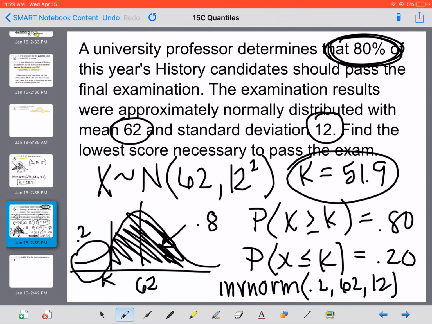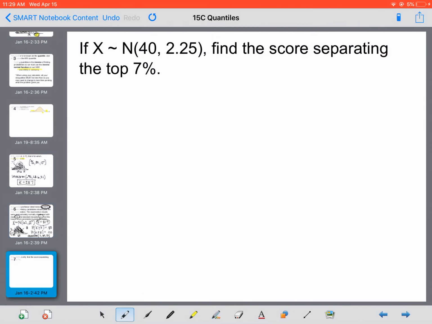So that means that roughly 52 people will pass the exam. Or excuse me, that's not right. The lowest score necessary to pass the exam. So 51.9 is going to be your lowest score in order for you to pass the exam. Sorry about that. Okay, let's look at one more problem.